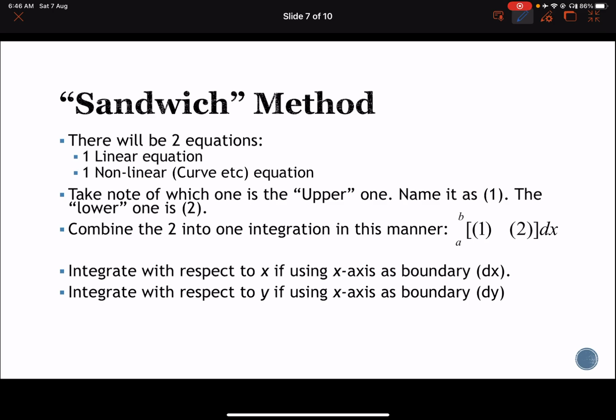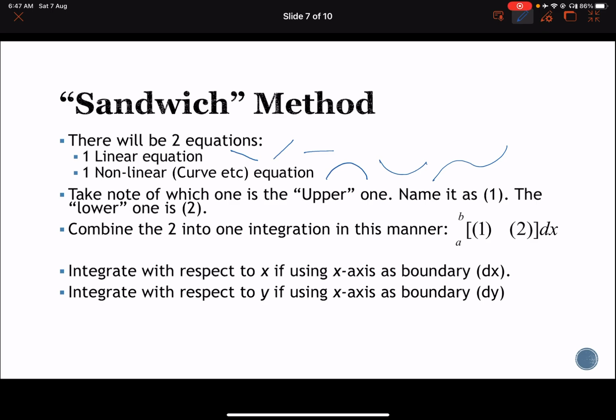There'll be two equations, one linear, so it can be this way, this way, or this way, all right? And you have a curve. Whatever the curve is, it can be this way, or maybe part of it, whatever. So you will have a linear and a non-linear.